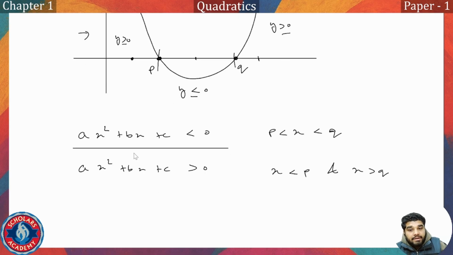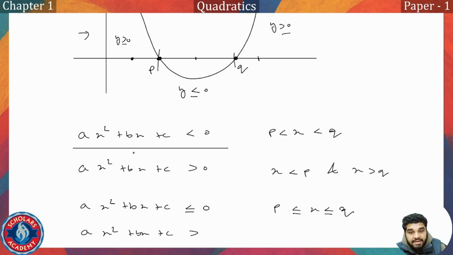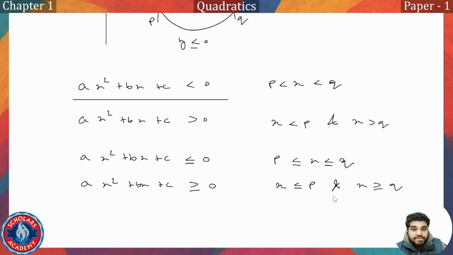Now if I am given ax square plus bx plus c less than or equal to 0, I am also including the values of 0, so I will take p less than or equal to x less than or equal to q. And if I am taking ax square plus bx plus c greater than or equal to 0, I will take when x is less than or equal to p and when x is greater than or equal to q. So these are the two different sets in which the quadratic can become greater than 0.